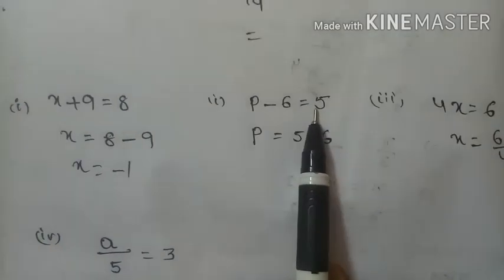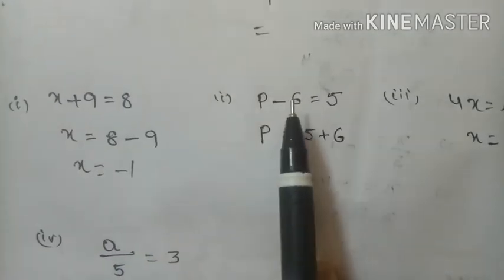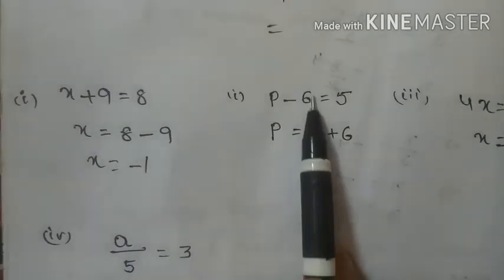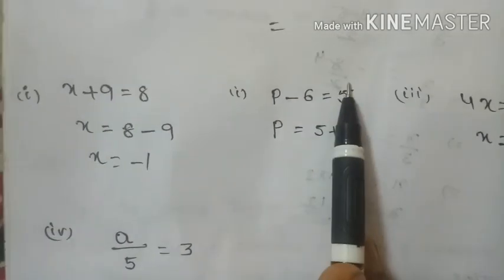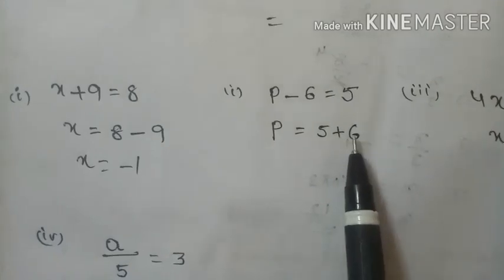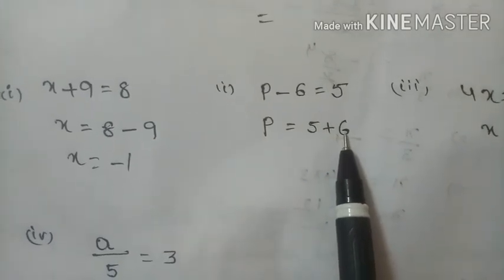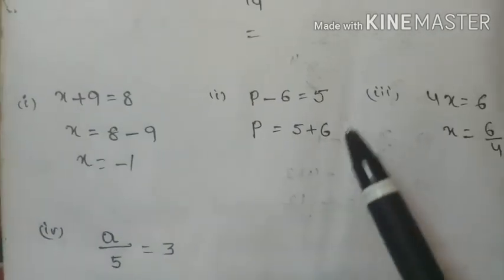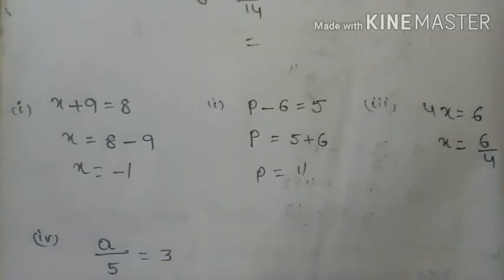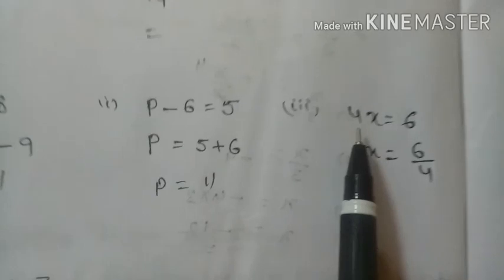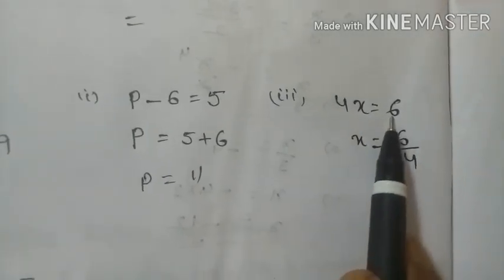Next, p minus 6 is equal to 5. So p minus 6, if you send this to the right hand side, it becomes +6. That is equal to 5 plus 6 is equal to 11. What is the value of p? 11.